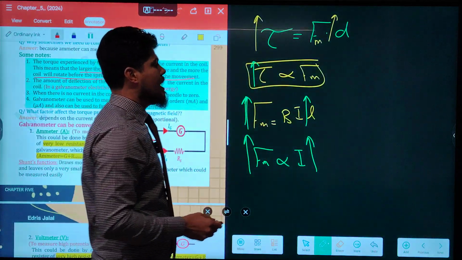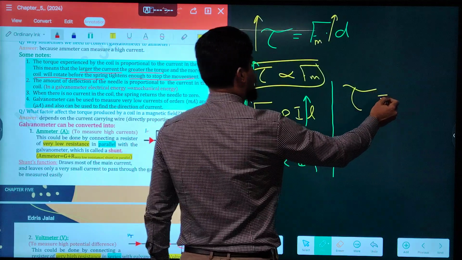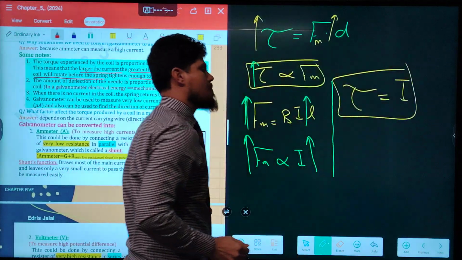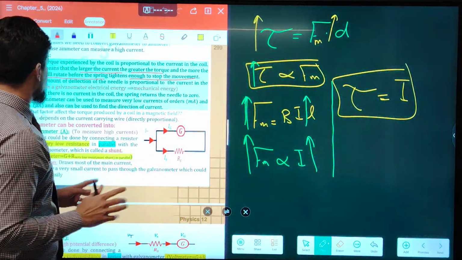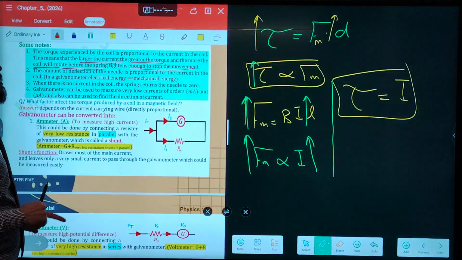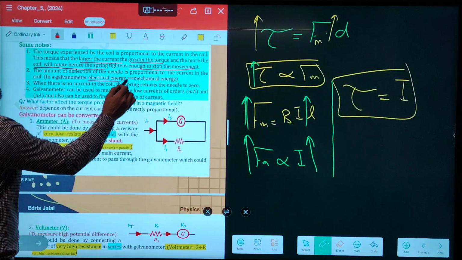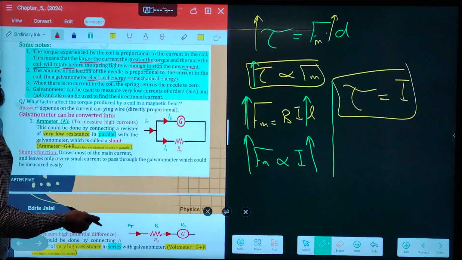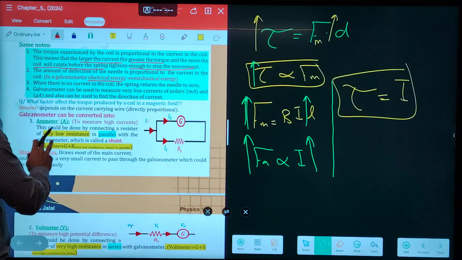Also increases. So finally, can we say that the amount of the deflection of the needle of the galvanometer is directly proportional to the current? Yes, of course. The relation between torque and current is directly proportional. The amount of deflection of the needle is proportional to the current in the coil. In a galvanometer, electrical energy is converted to mechanical energy. We give the electrical energy, and this electrical energy is converted to mechanical energy.